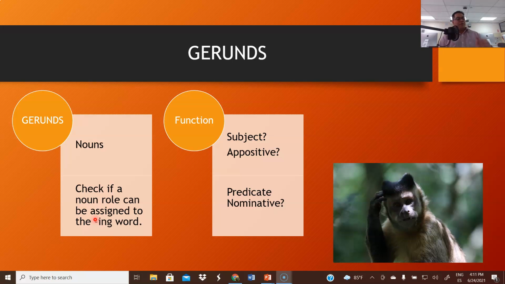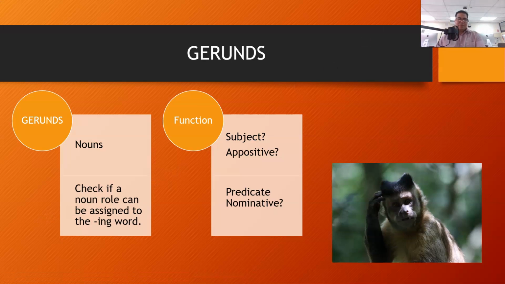Now, if you see the ing word or the ing phrase performing the role of a subject, then you know that's a gerund. If you see that the ing word or the ing phrase is performing the role of a direct object, then you know it's a gerund. If you see that the ing word or phrase is performing the role of an appositive, then you know for sure that's a gerund. Let me show you some examples.